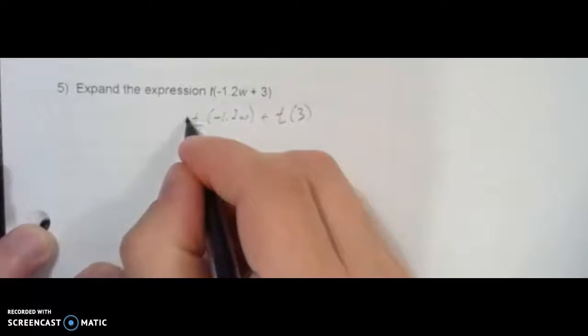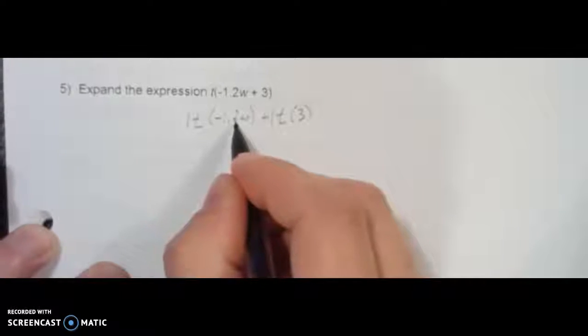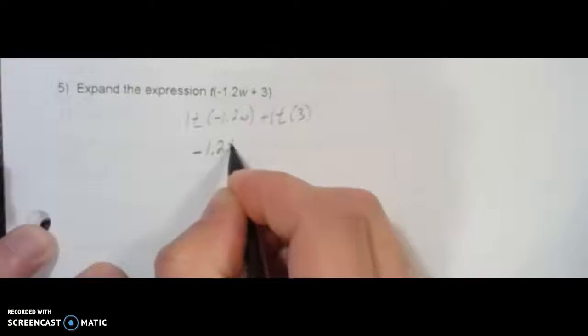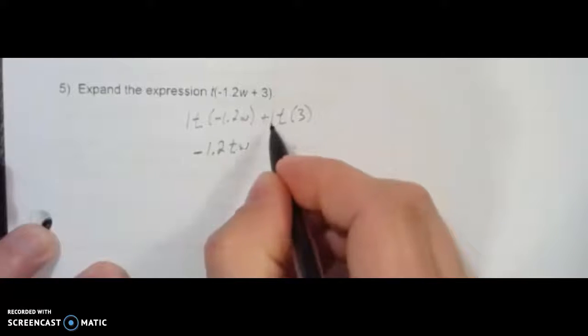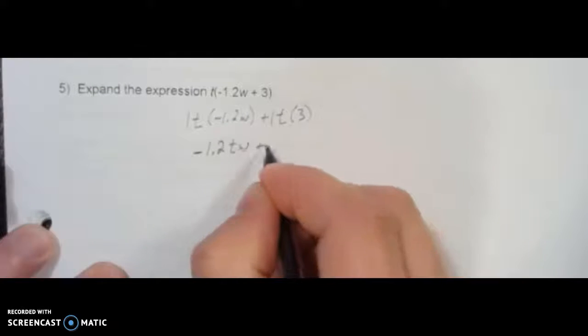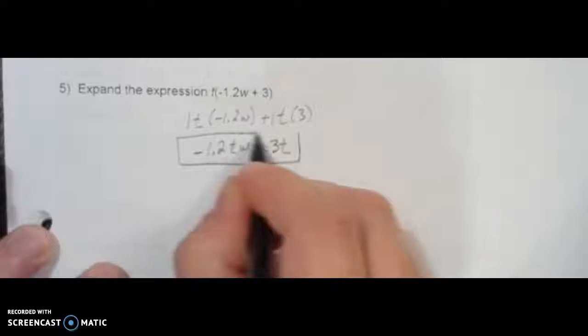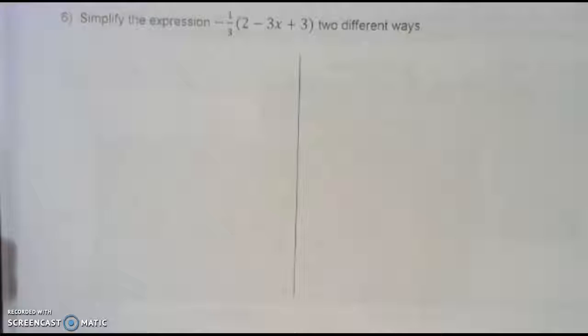And again, you can give t a coefficient of 1. 1t times negative 1 2/10 w is negative 1 2/10 tw. We list the variables alphabetically. And then 1t times 3 is just positive 3t. So we get the expanded form of negative 1 2/10 tw plus 3t.